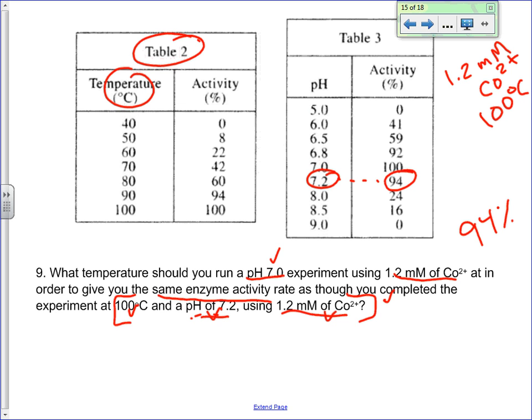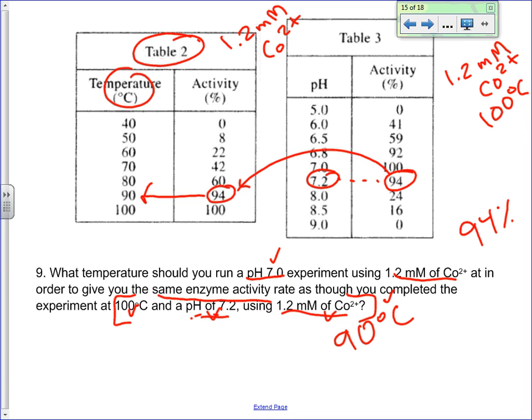pH of 7.0 that we found out from before. We know it's using 1.2 millimolar cobalt, so that's good. But we can find the temperature that will give us the same activity level. We know we're looking for 94% from over here, so we just trace it over and figure out that the temperature should be 90 degrees. Hardest question on here by far. All right, work.